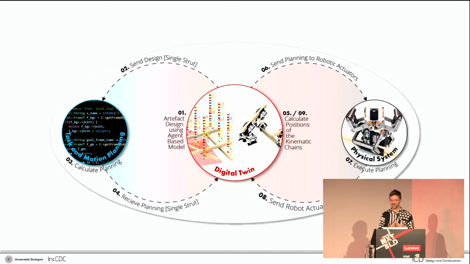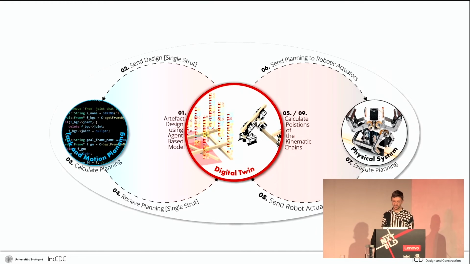So the overall workflow for this demonstration is explained here. There's constant feedback between a digital twin that is composed of the agent-based model for design, the task and motion planner, and the perception algorithm, and this has constant feedback to the physical system, which includes, again, the timber struts, the robotic actuators, as well as the external vision system.